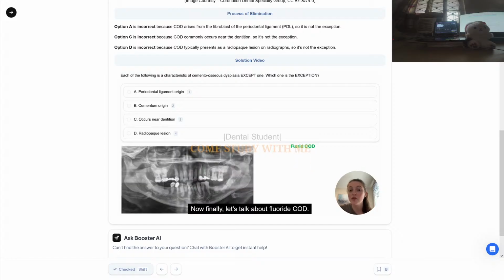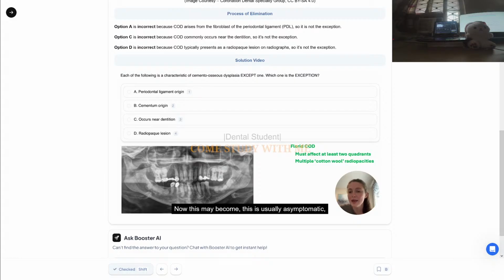Now, finally, let's talk about florid COD. This is the most severe of that spectrum, and multiple quadrants of the jaw are affected. You need at least two to be affected for this diagnosis. And radiographically, this shows multiple cotton wool type radiopacity. Cotton wool is a term that's used to describe these, and it's really associated with cemento-osseous dysplasia. And if you look at the x-ray on the left, the PAM, you can see the two quadrants, and even in the maxilla a little bit, that cotton wool appearance.